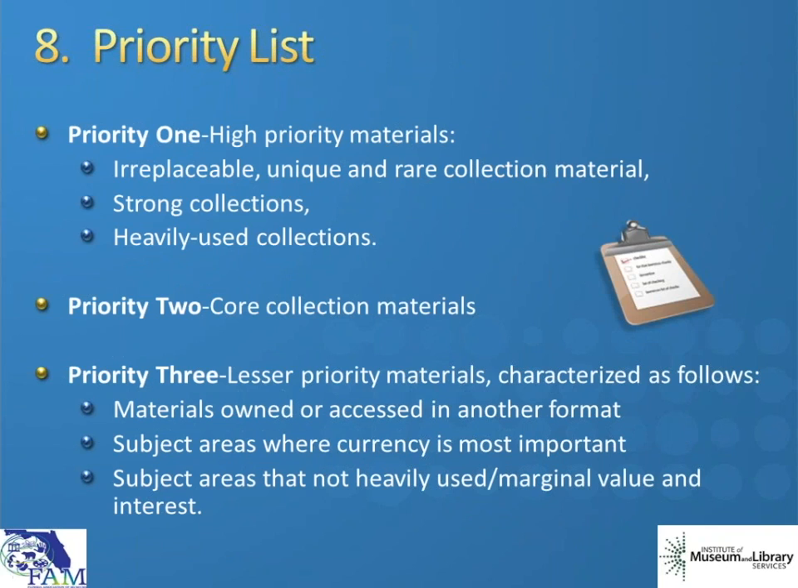Priority lists are also an important part, covered in Module 1 of this workshop series. You'll want to include what your most valued objects are, what the core collection materials are, and then lesser priority materials. The theory is that if you get hit by a bus tomorrow and someone takes over your position, they will have all this information. You might have it in your head, you might know what the most precious thing is in your collection, but others might not, so it's always good to have it written down somewhere.